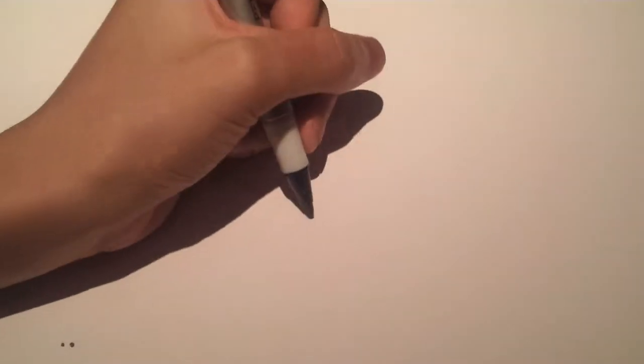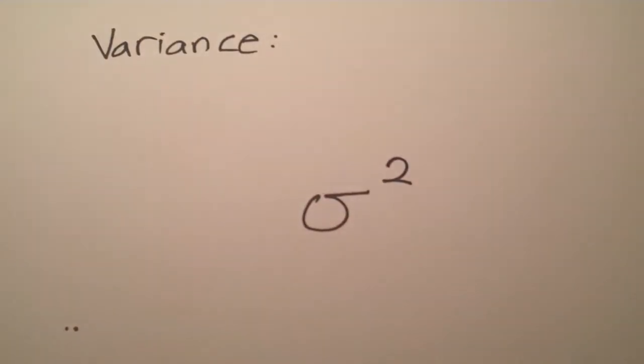Finally, we have variance. It is simply the square of the standard deviation, and it measures how far a set of numbers is spread out.